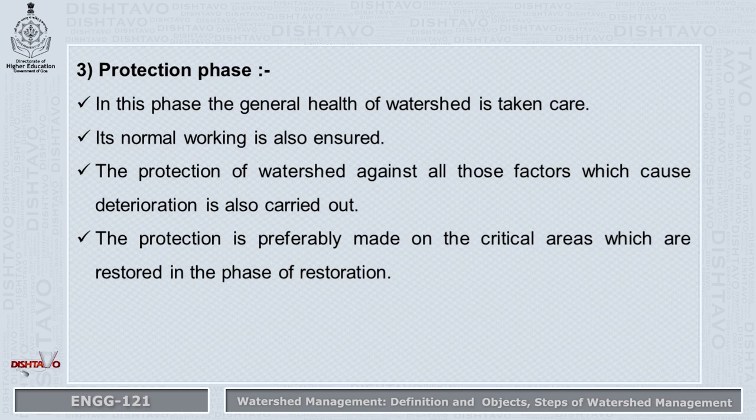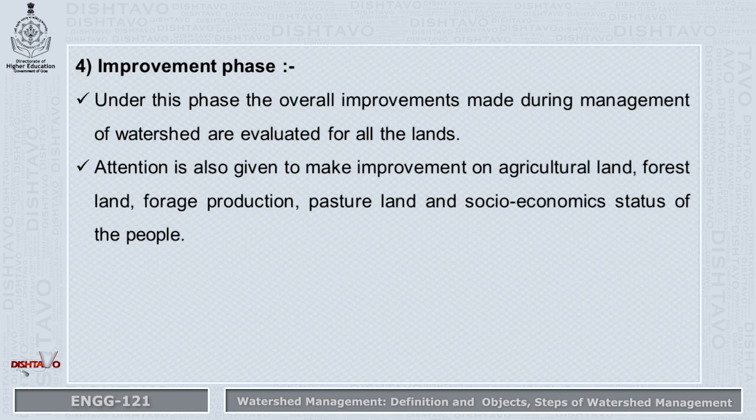Next is the protection phase. In this phase, the general health of that watershed is taken care of. Its normal working is also ensured. The protection of the watershed against all those factors which cause deterioration to that watershed is controlled here. The protection is preferably made on the critical areas which are restored in the restoration phase. Last phase is the improvement phase. Under this phase, the overall improvements made during the management of the watershed are evaluated for all the lands, and attention is given to make improvement on agricultural land, forage production or pasture land, and finally the economic status of the people.